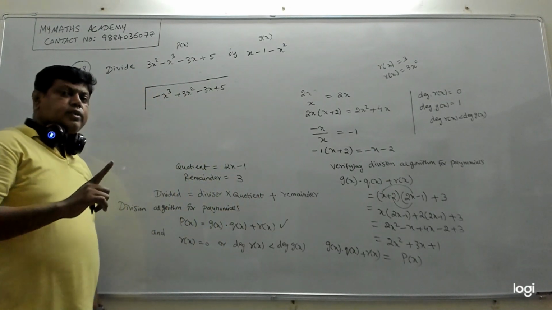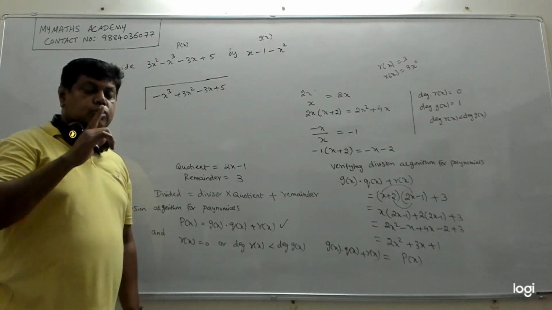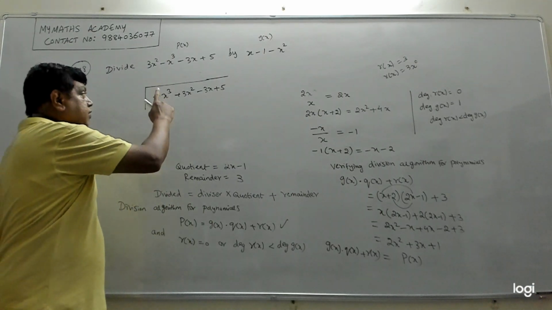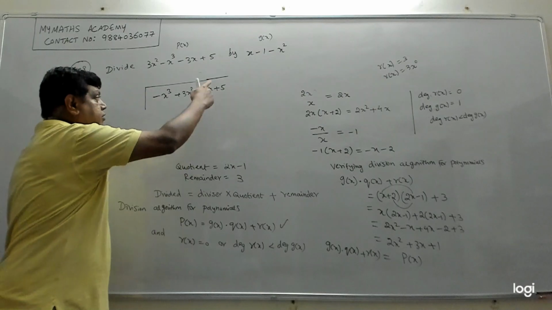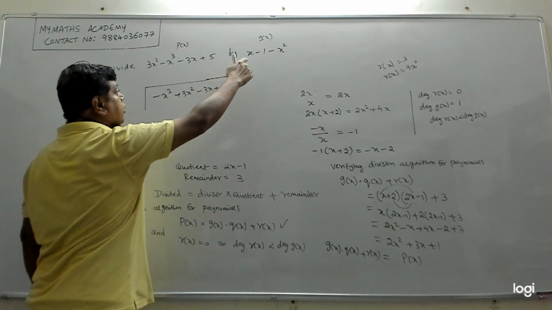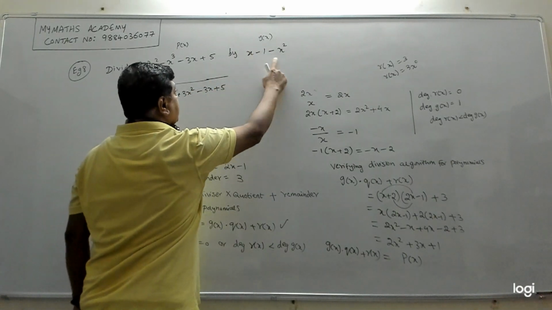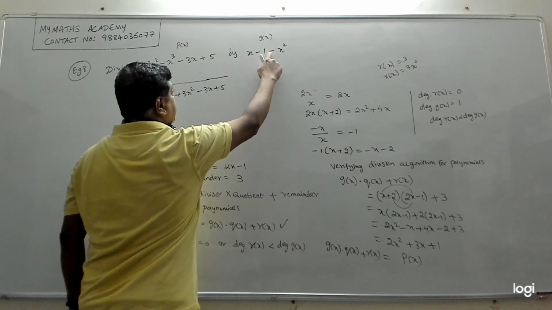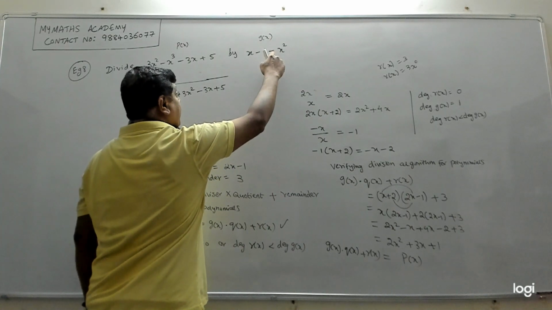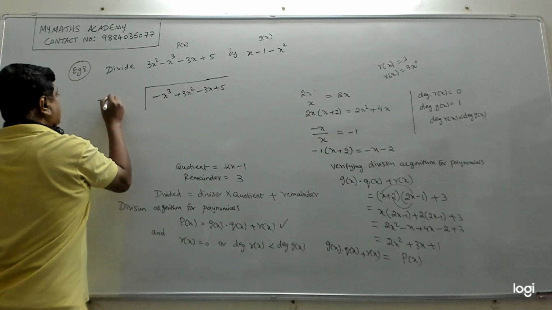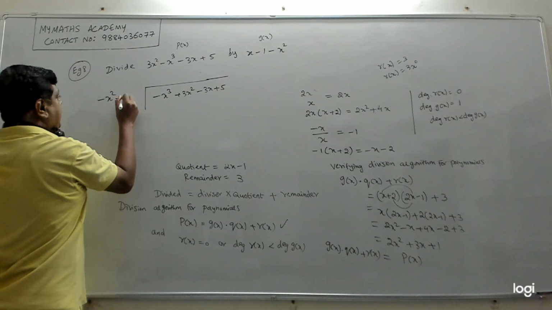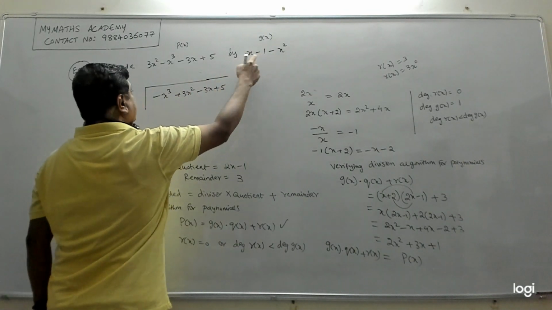For any division of polynomials, you should always write the highest power first, then the next highest power of the variable, and so on and so forth. The same way you have to do here also. So which is the highest power? x square. So you have to write minus x square, along with the sign. So minus x square plus x, then minus 1.